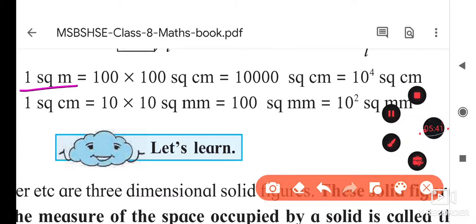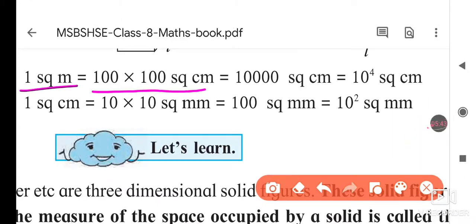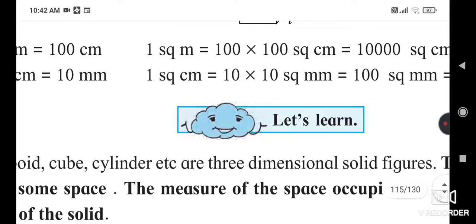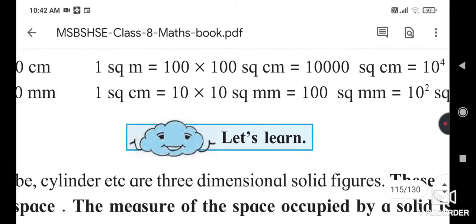So 1 square centimeter is equal to 100 into 100 square centimeter, which means 10,000 square centimeter, or 10 raised to 4 square centimeter. Then the next point is 1 centimeter is equal to 100 mm.